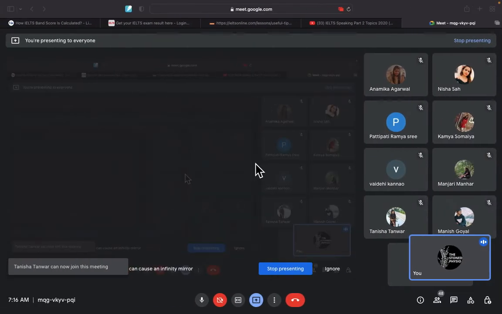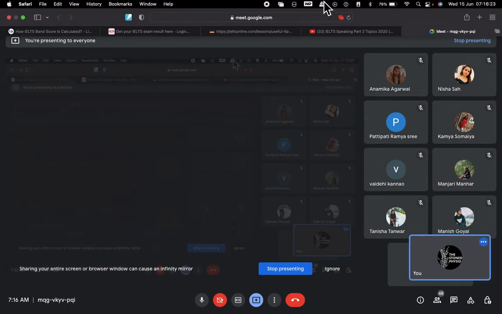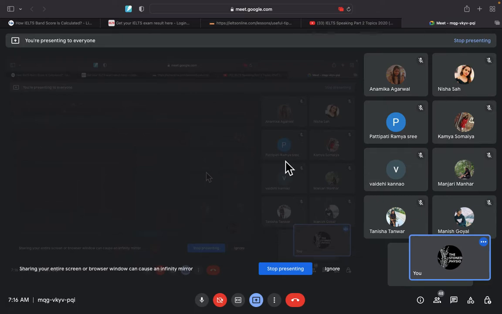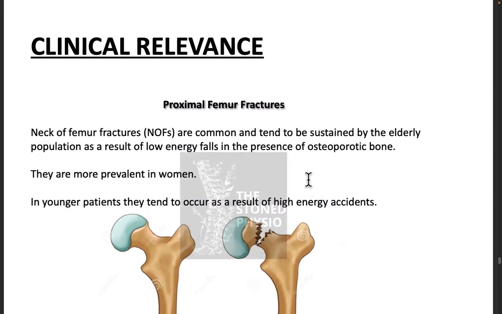So we can see that most commonly there is a fracture of the neck of the femur, that we can talk about if you talk about the clinical relevance of the neck of femur. Here it is written that the fracture of neck of femur is more prevalent in women as compared to men. Can anyone give me any reason?